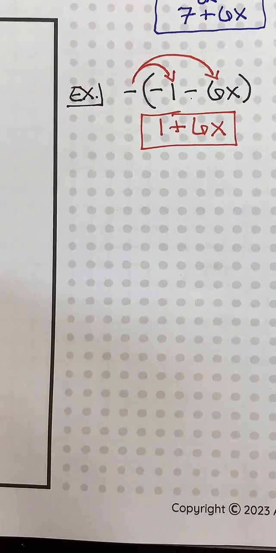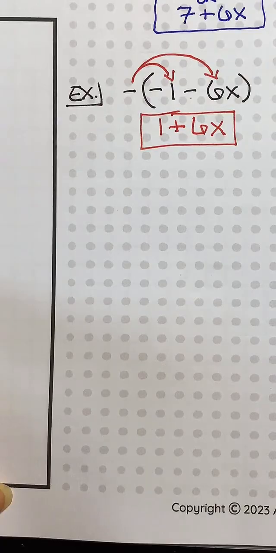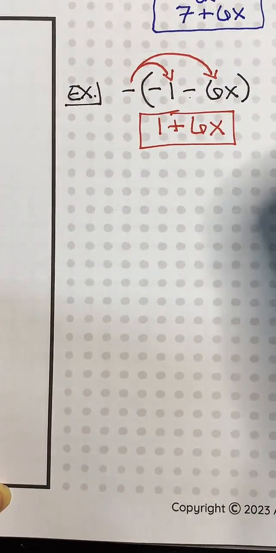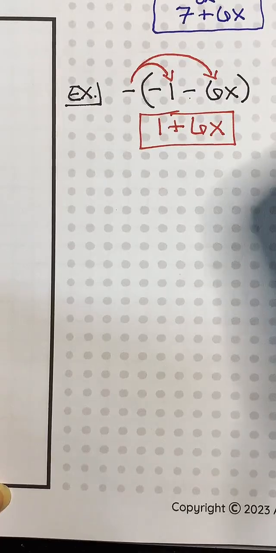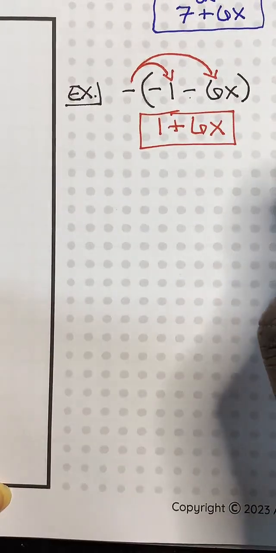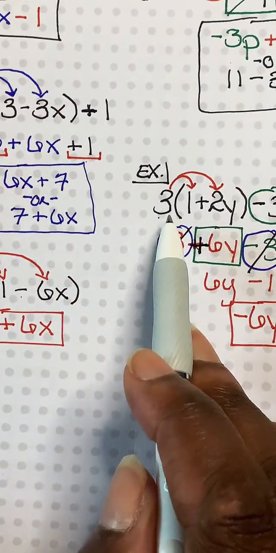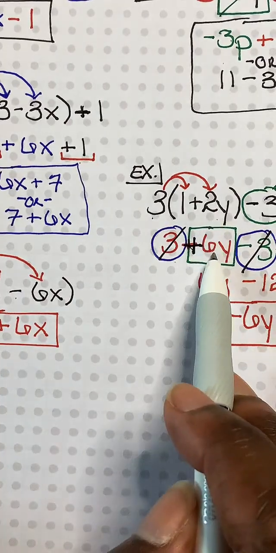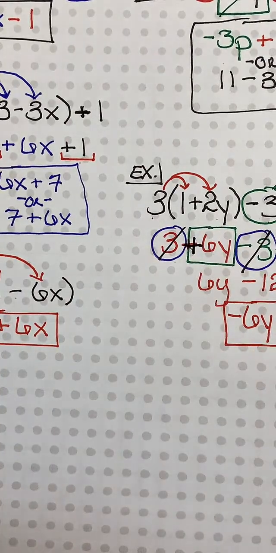Why is it not negative 18? How can you get negative 18 out of 6 and negative 12? That 6 is positive, not negative. This is a plus 6, because positive 3 times 2y gives me a positive 6y.